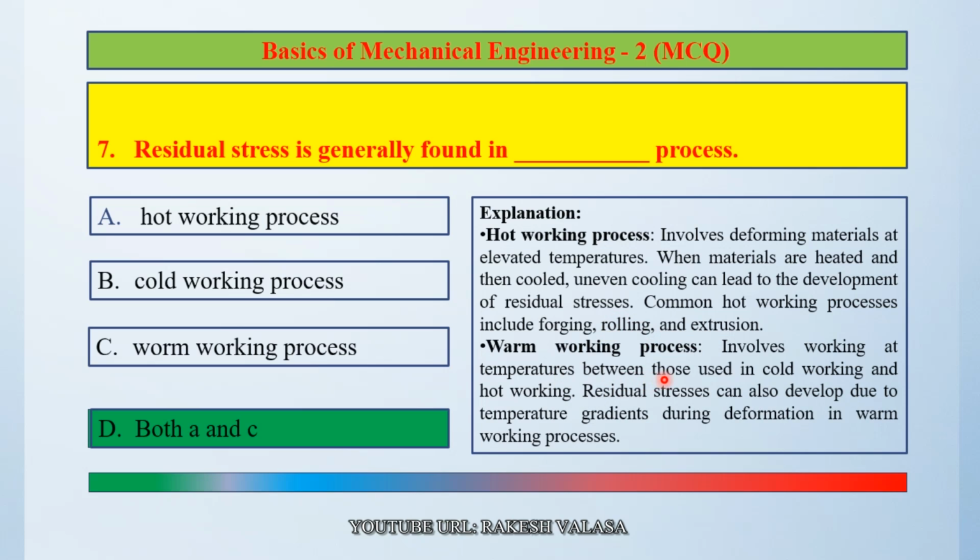Warm working process involves working at temperatures between those used in cold working and hot working. Residual stresses can also develop due to temperature gradients during deformation in warm working processes. So the correct option is D, that is hot working process and warm working process.